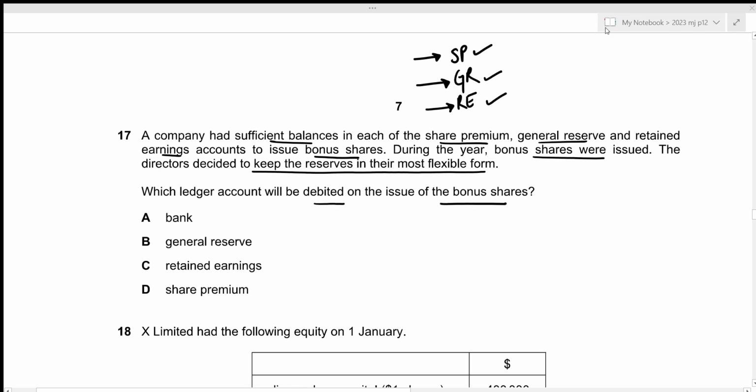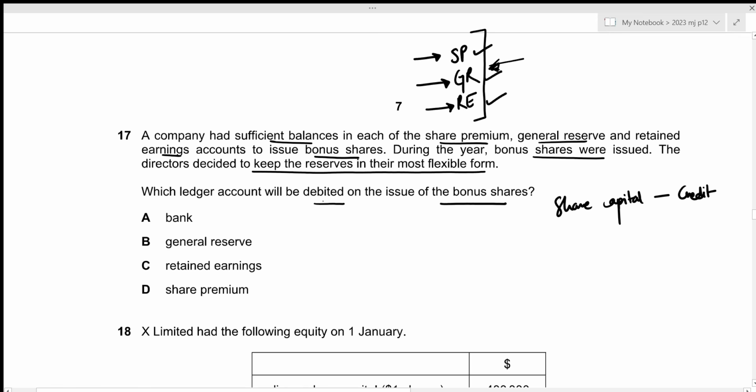Okay, while issuing bonus shares, remember that our share capital will increase, which means that in our ledger for share capital, we will credit this transaction. So for share capital, the ledger will include the credit balance. And remember that these share capital will now be funded by our reserves, which means that the value on these reserves will decrease, right? So we need to debit these three reserves on the issue of bonus shares.